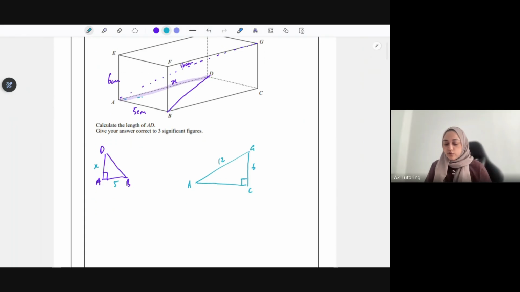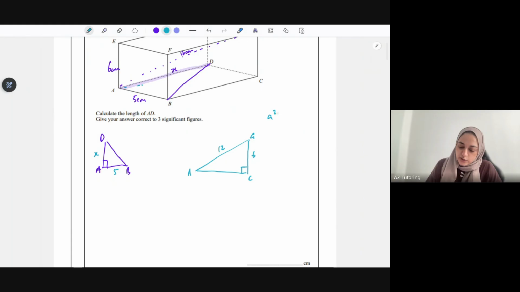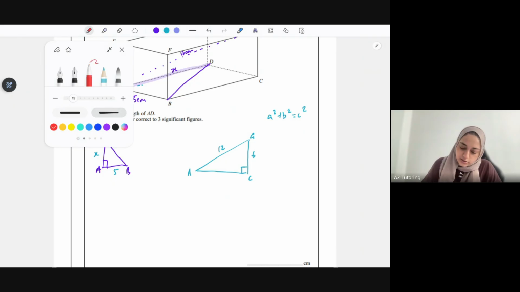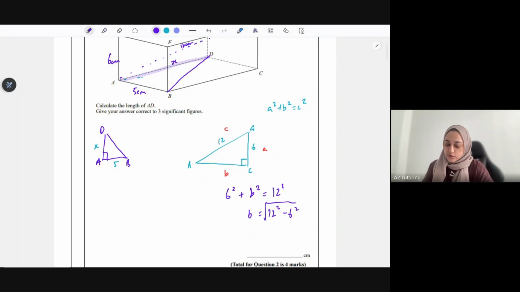So what rule would we use to find this bottom length over here? AC would use Pythagoras. It's not SOHCAHTOA because there's no angles. So we're going to be using Pythagoras. So a squared plus b squared equals c squared. Let's label the triangle. So c is always opposite the right angle. Then we've got a and b. So we've got a squared, 6 squared, plus b squared, we don't know that, we're trying to find that, equals c squared, which is 12 squared. So to find b, we're doing 12 squared minus 6 squared, and then we're square rooting it. So that's what we're doing to find b.